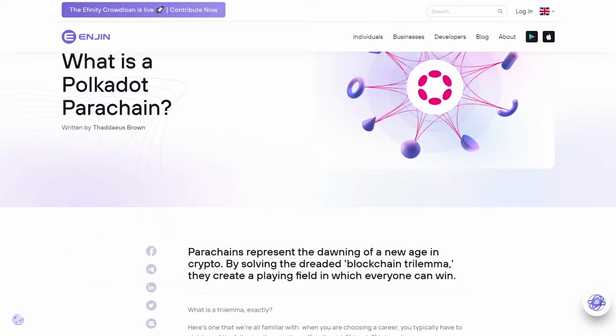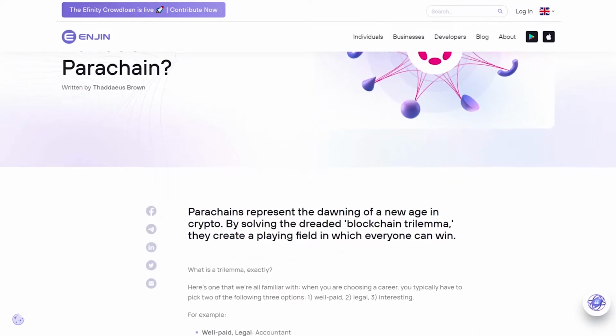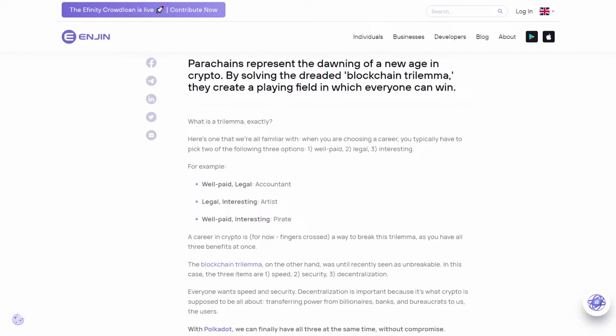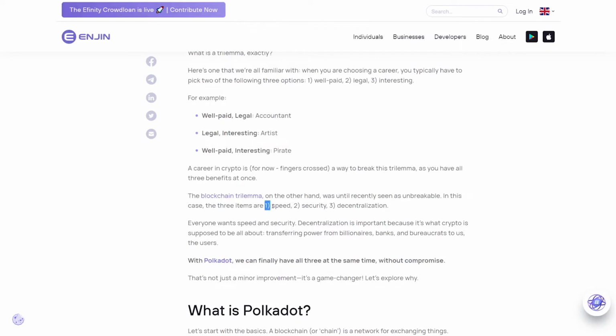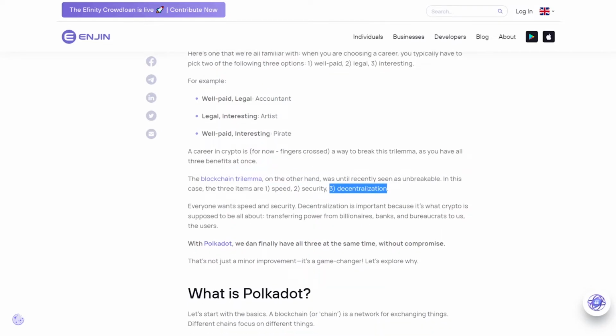But back to Enjin and the Polkadot parachains. So first of all, we have a definition of parachains and what they are bringing onto the blockchain table, which I believe was explained also in my Polkadot series, which you can check out in this top right hand corner if you haven't already. However, back to this dilemma which it is solving, and that means first it has very good speeds, it has also very good security, and finally it's fully decentralized. And they are saying that with Polkadot they can finally have all those three at the same time.